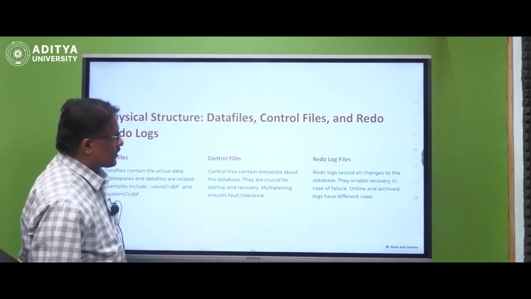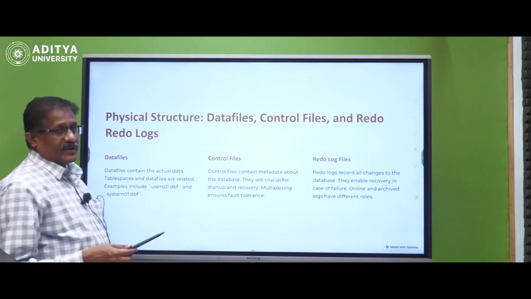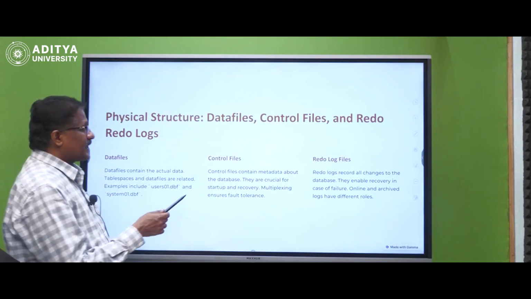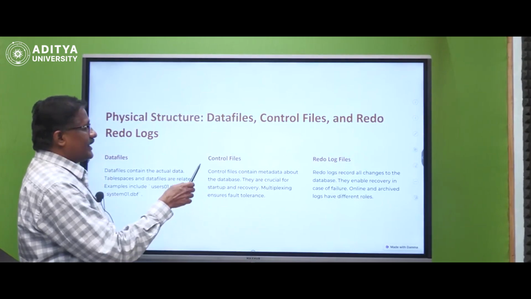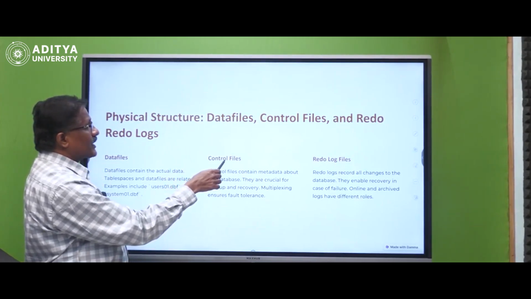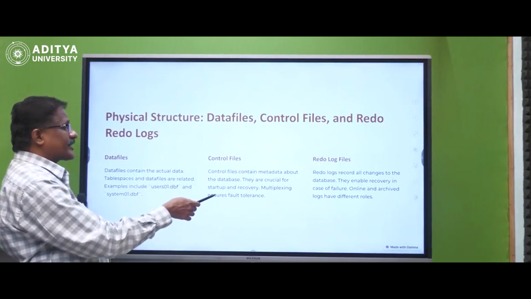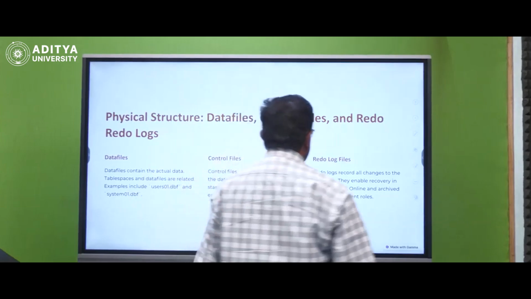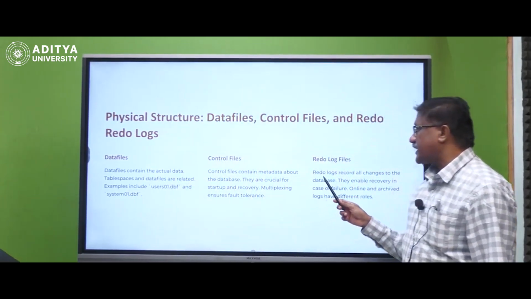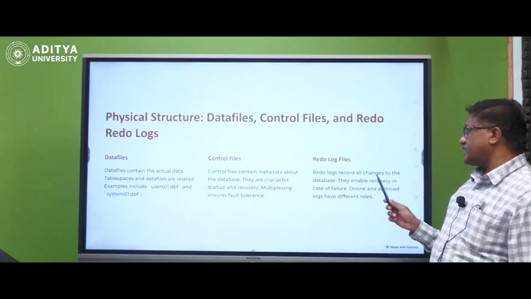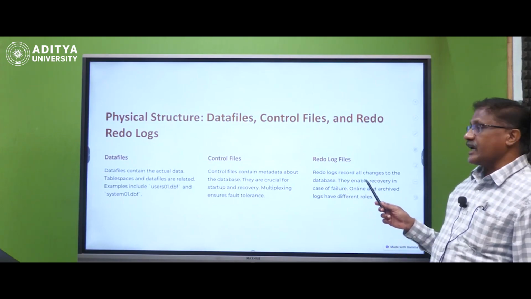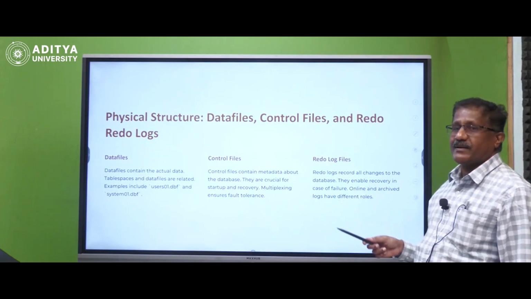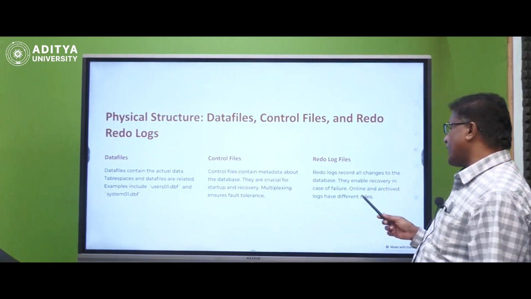The second one is the control file. It controls the metadata. Yesterday I told you what metadata means: data about data is called metadata. That is also stored in the control files. These are crucial for startup and recovery. Multiplexing ensures fault tolerance. The third part is redo logs. They record all the changes to the database. They help with recovery management. That means in case of any failure, the data can be recovered without any problem.